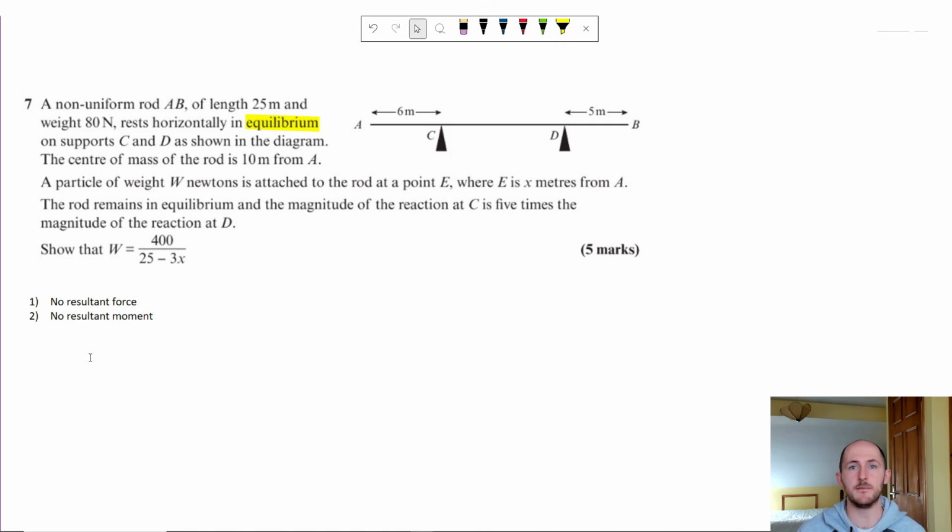Or they just say name both conditions. Or they say, what does it mean when an object's in equilibrium? 1 mark. If you don't say both of these, you get 0. Anything along those lines. So let's have a look-see, shall we?